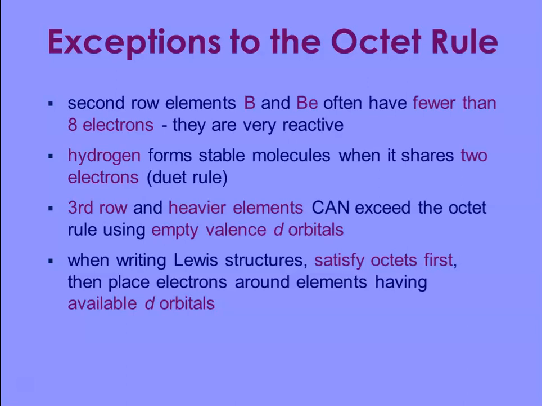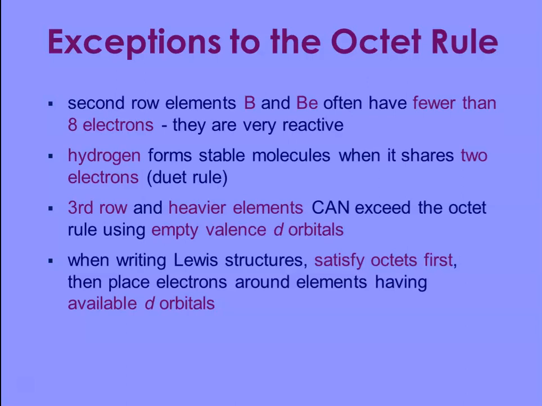Beryllium's a metal, but because it's small, it is definitely not as metallic as maybe some of the others property-wise. It's capable of having four. Hydrogen, because of that one orbital that's available to it, will only take two electrons total, so it follows what we call the duet rule.